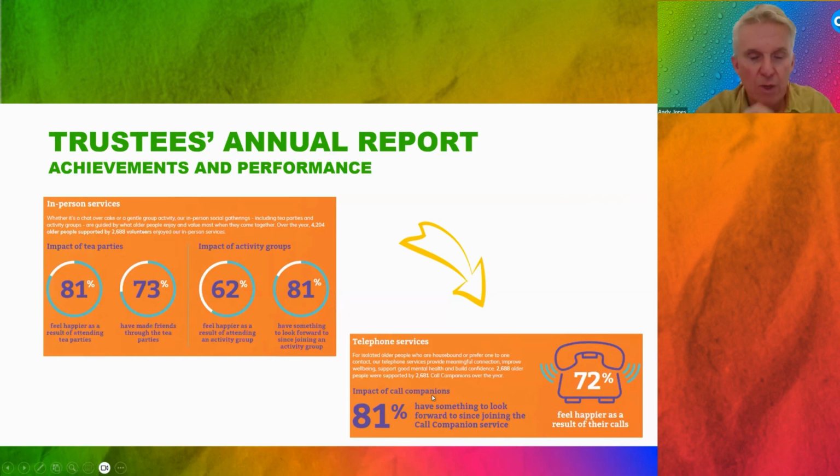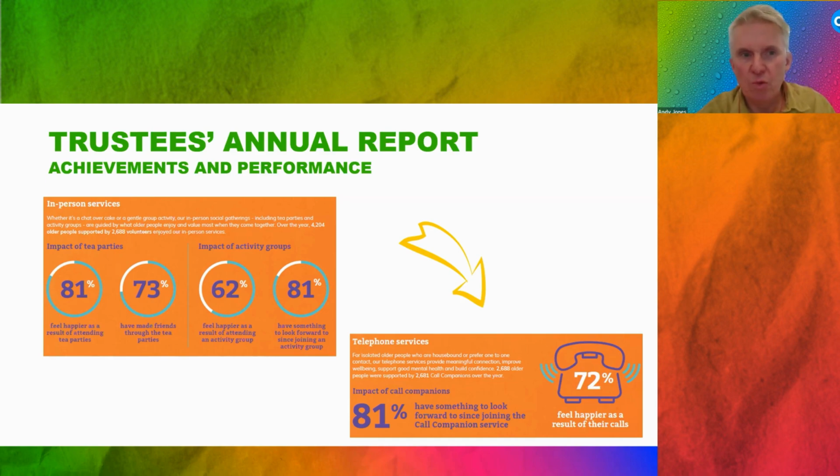And just to show an example of that, this is an extract from a trustee's report of one of our clients that works with the elderly, and particularly those at risk of loneliness or vulnerable and lonely. Hopefully it's big enough for you to see, but they're talking about their in-person services and their telephone services. It states over the year the number of people that they've supported and the number of volunteers that have supported it. So that's great.